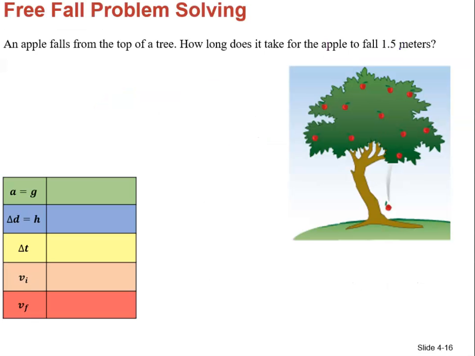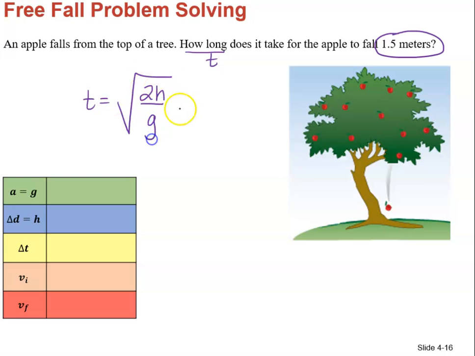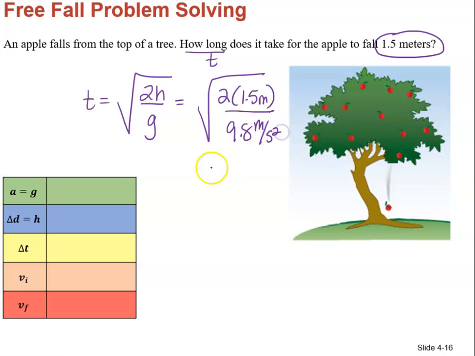So let's do our one last example, and this one's going to be for time. The apple's falling from the top of the tree. We want to know how long, or time, does it take the apple to fall the first 1.5 meters. So our equation is time is equal to the square root of 2 times the height divided by the acceleration due to gravity. So that's going to be the square root of 2 times our 1.5 meters divided by our 9.8 meters per second squared.